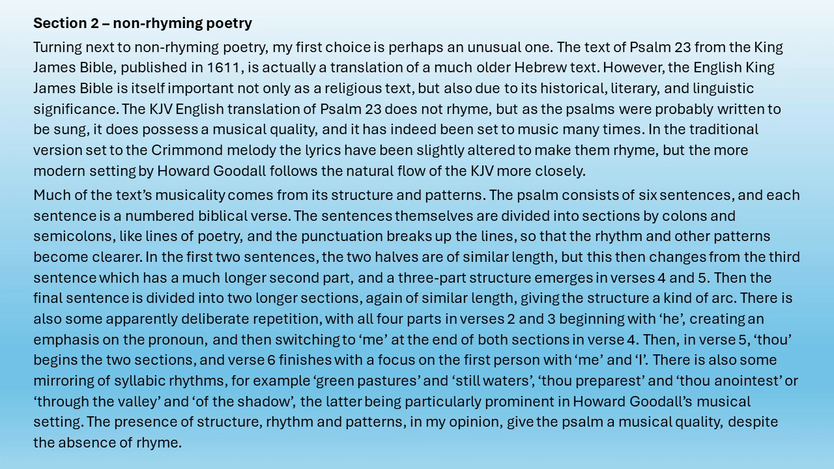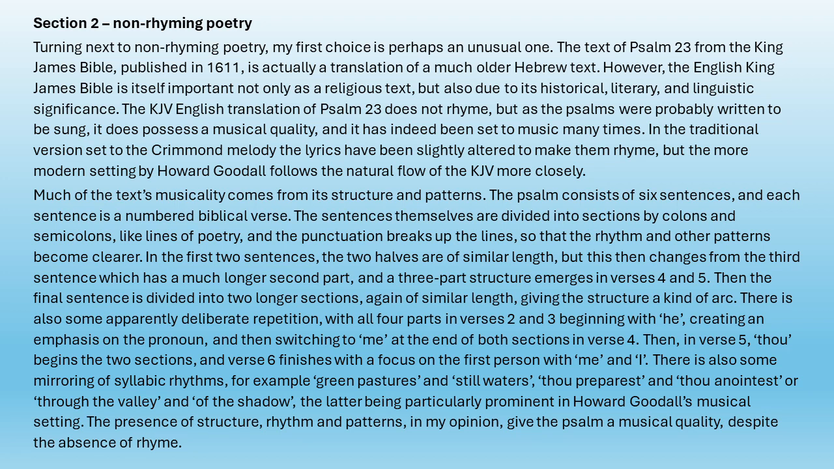There is also some apparently deliberate repetition, with all 4 parts in verses 2 and 3 beginning with "he," creating an emphasis on the pronoun, and then switching to "me" at the end of both sections in verse 4. Then in verse 5, "thou" begins the 2 sections, and verse 6 finishes with a focus on the first person with "me" and "I." There is also some mirroring of syllabic rhythms, for example, "green pastures" and "still waters," or "thou preparest" and "thou anointest," or "through the valley" and "of the shadow," the latter being particularly prominent in Howard Goodall's musical setting.